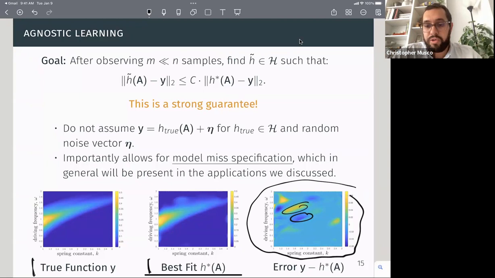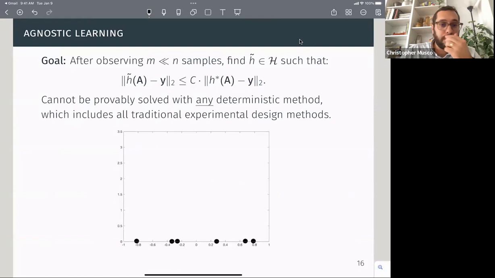Okay. Another thing that's important to notice about this goal is, because it's a bit stronger than the realizable setting, you provably cannot achieve this objective with any deterministic method for collecting samples. Pretty much all methods in traditional experimental design, like those studied in the statistics community, are deterministic. They look at your matrix A and they pick what rows they're going to sample with a deterministic algorithm. If you have a deterministic method, you cannot achieve this sort of guarantee. And here's a simple argument for why that's the case.